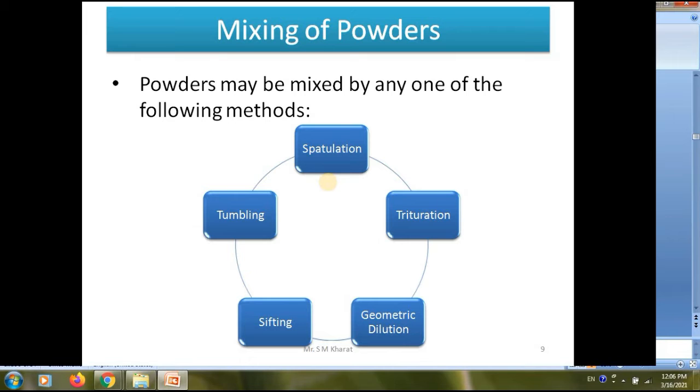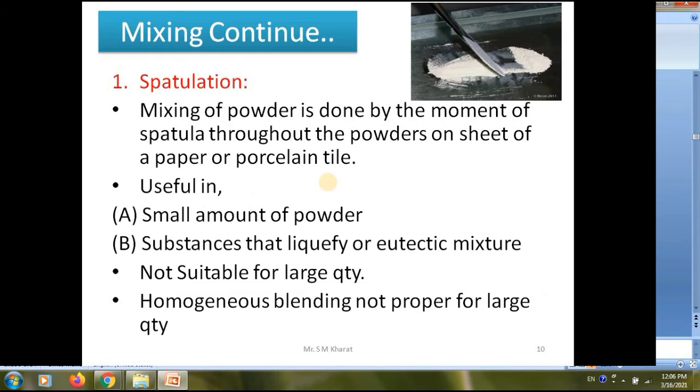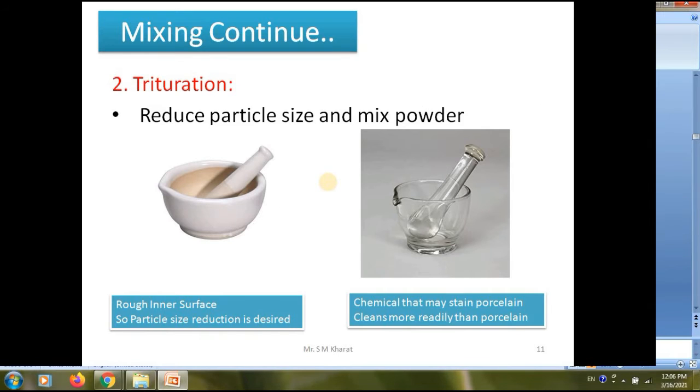In the last lecture we have seen the first two methods. We have seen the spatulation method, how we can mix the powders with spatulation, and the second, the trituration method. We have seen the conditions in which we are going to utilize a technique, so accordingly we will select the mixing technique for spatulation and trituration respectively. Okay, so we have covered this up to here in our last lecture.